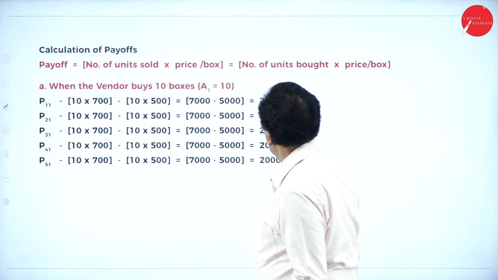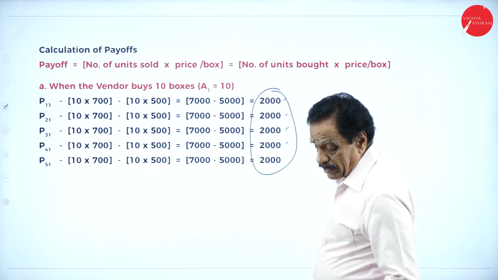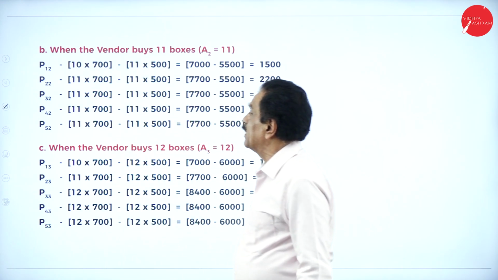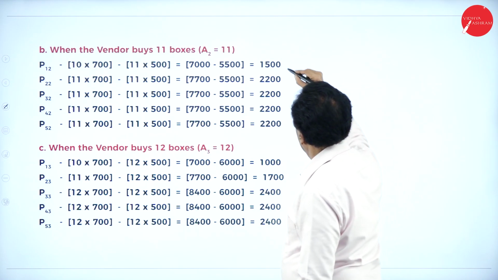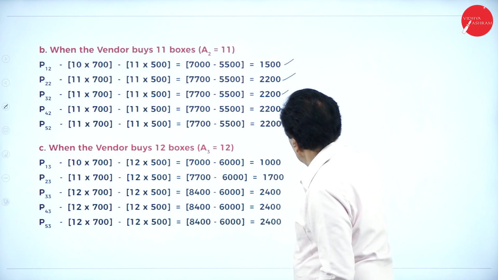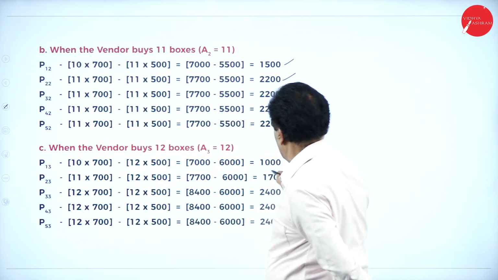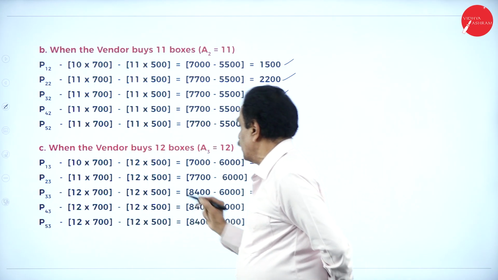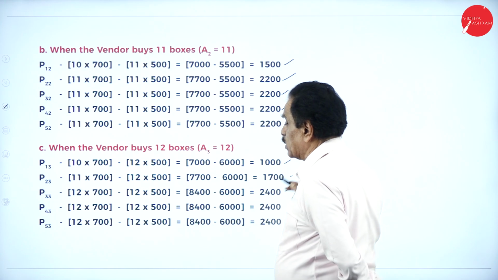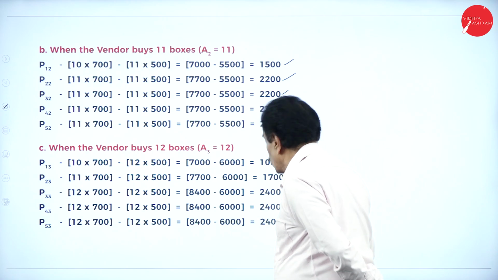So, all comes to 2000 here. This is when the box is 10. Then, when it's 11 boxes, 10 into 700, 11 into 500, it will come 1500, 2200, 2200, 2200, 2200. When it comes to 12, 10 into 700, and here 1000, 11 into 700, 12 into 500, 1700, 12 into 700, 12 into 500, 2400, 2400, 2400.